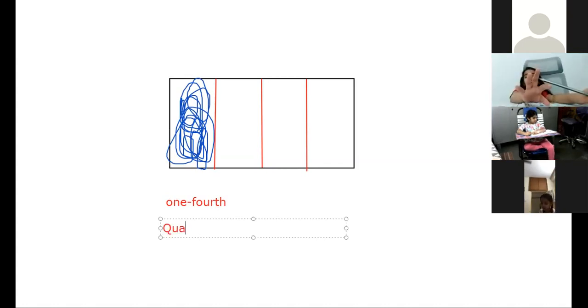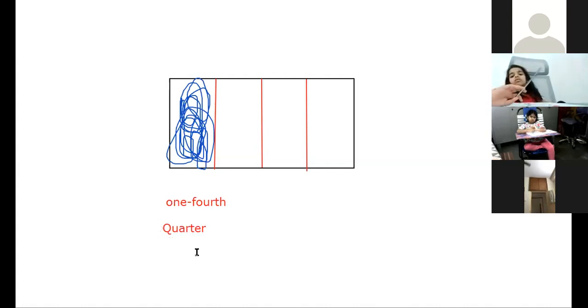Or you can say quarter. Quarter means 1/4. That out of 4, if 1 is shaded, you can say quarter. Quarter means 1/4 of something. It's not important that quarter is always for a rectangle. It's for a circle also, for a triangle also, for a square, for anything. Quarter means 1/4. Out of 4 parts, if we are talking about only 1, then we can say that it's quarter. Okay?